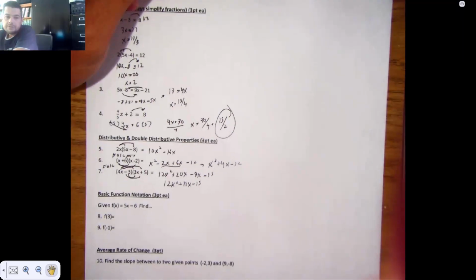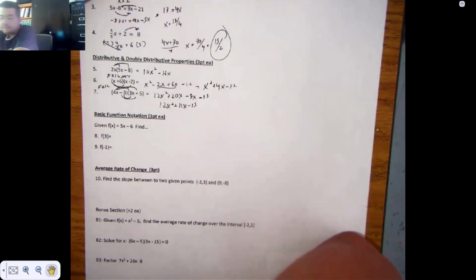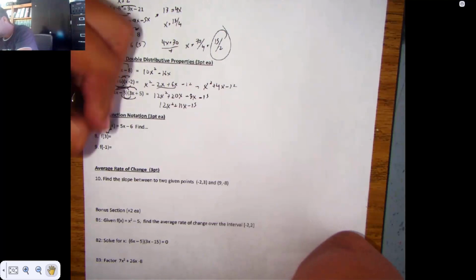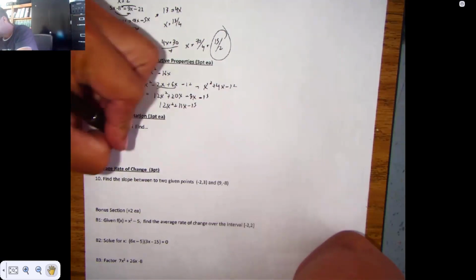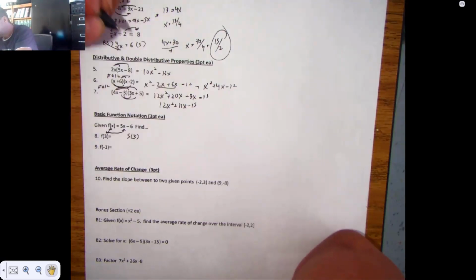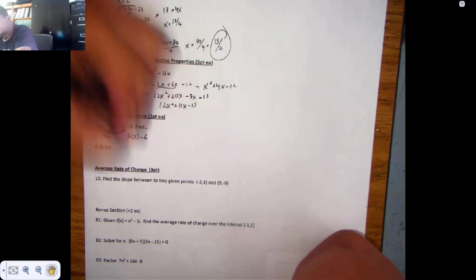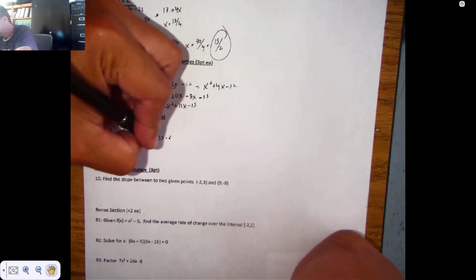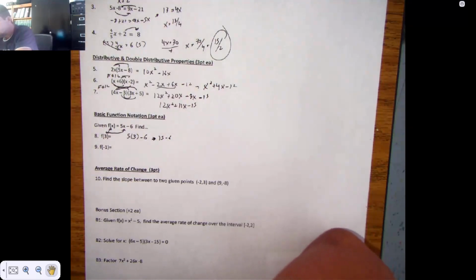Moving on to the basic function notation, which will mess with your little heads. Number 8, f of 3. To find f of 3, notice how the x has been replaced with a 3. Take a 3 and put it right there. It is the result, or the calculation, of 5 times 3, take away a 6, which is 15 take away a 6, which is what, 9? 9 sounds reasonable. It's 9.